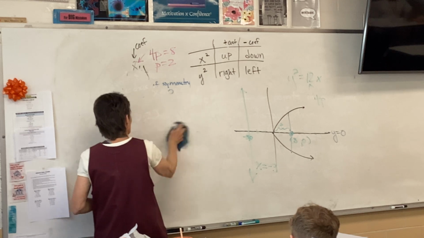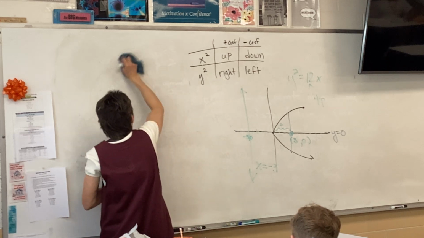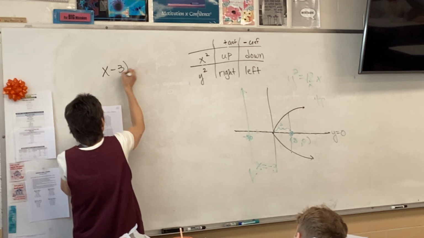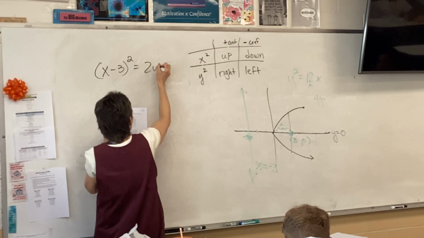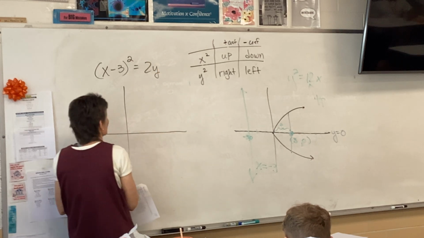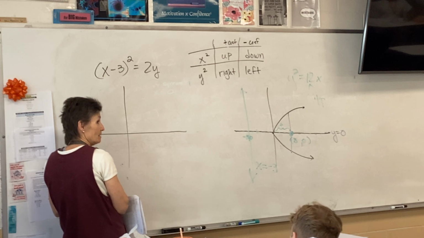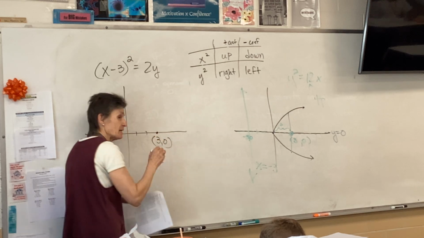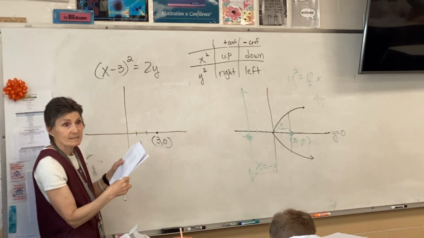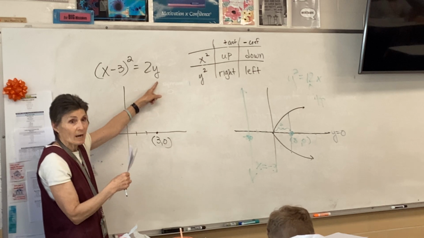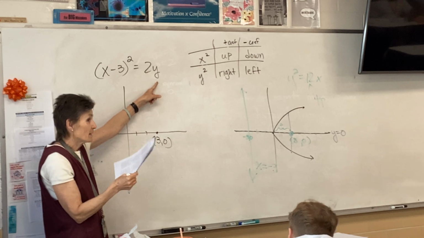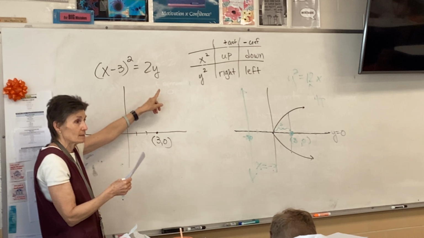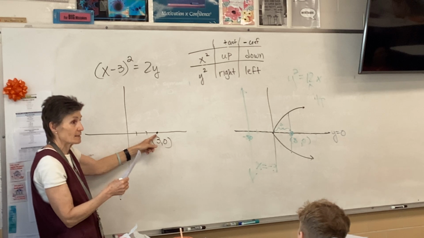Can anybody tell me where the vertex is? In problem C, the vertex is a point, 3, so I have to put it somewhere. 3, 0. Why is it 3, 0? I think everybody sees why it's 3. Why is it 0? There's no added or subtracted. There's plain y. Now there's a multiplier on there and that's fine, but there's nothing added or subtracted. So this time my parabola's vertex is right there.